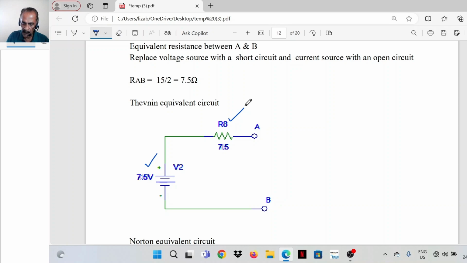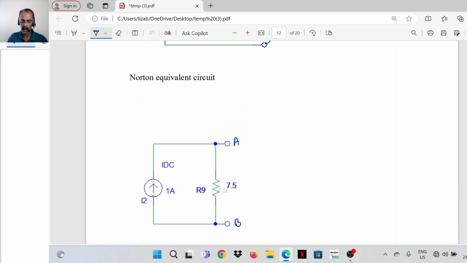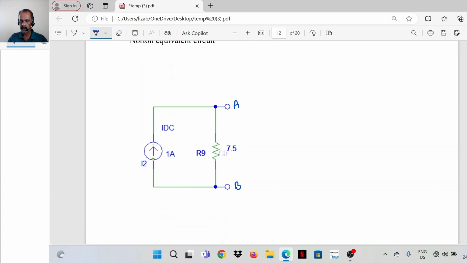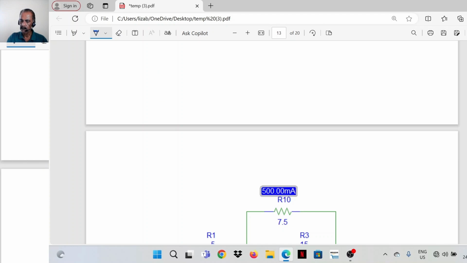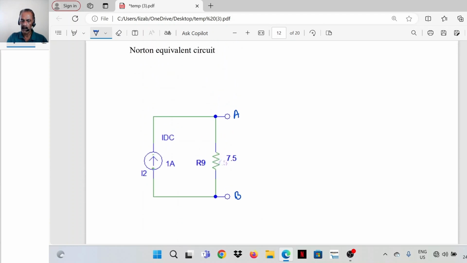To find the Norton equivalent, short the terminals A and B and find the current. That is 1 ampere only. So 1 ampere in parallel with the 7.5 ohm is the Norton equivalent. If you connect a load resistance across these two, the current through the load resistance will be the same.